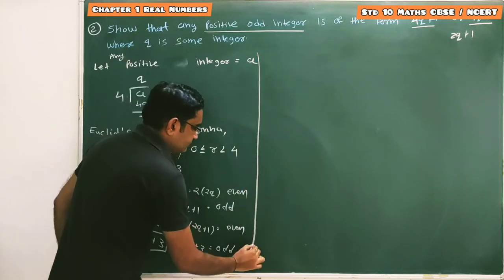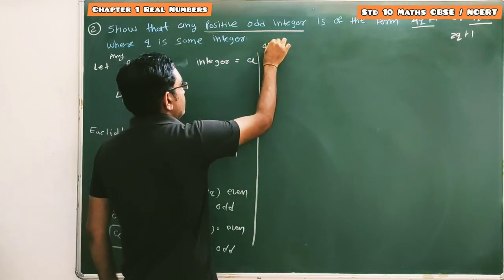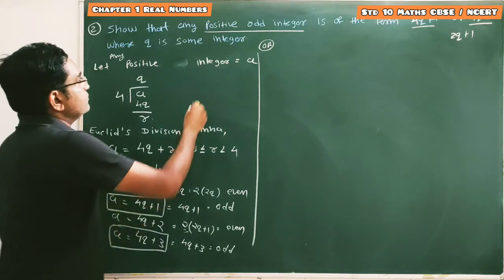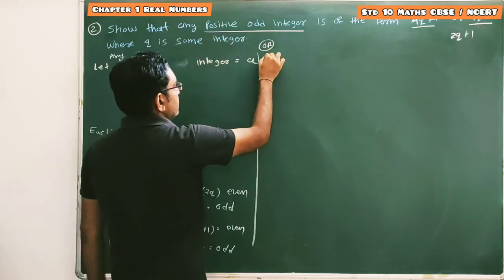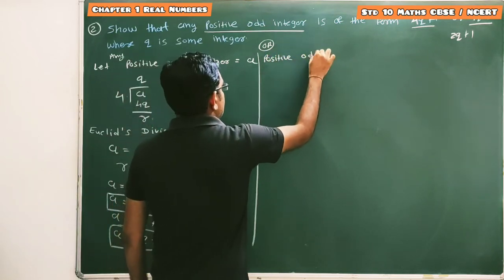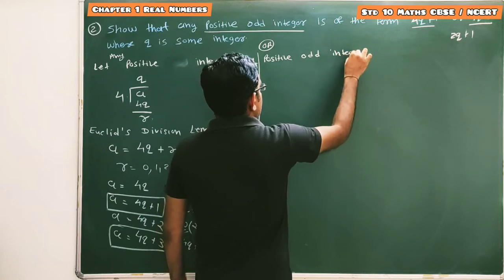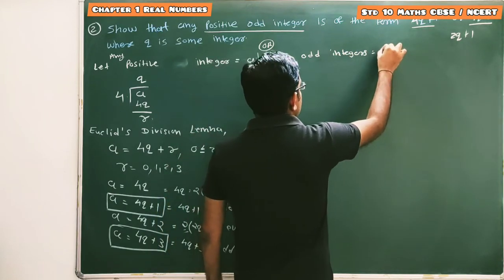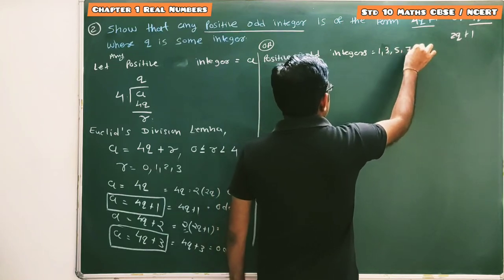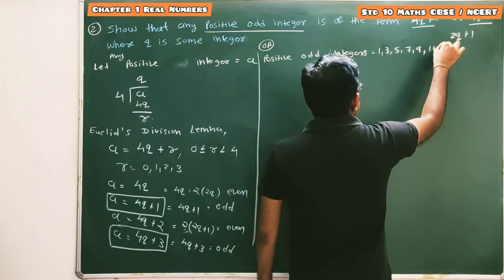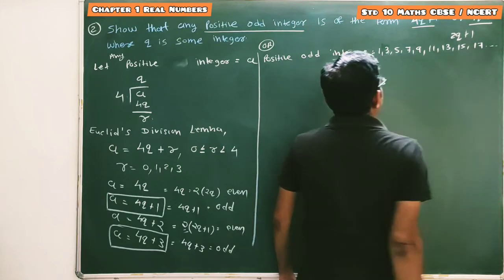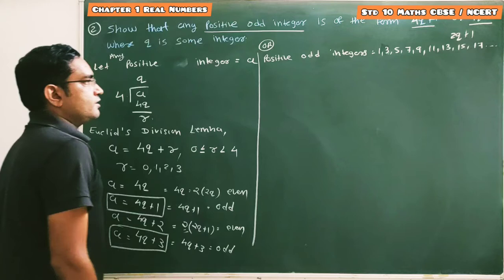This is the first method. Or we can prove this one by using the long division process. Here you have to prove something about positive odd integers. Positive odd integers are 1, 3, 5, 7, 9, 11, 13, 15, 17, up to infinity. These are the positive odd integers.